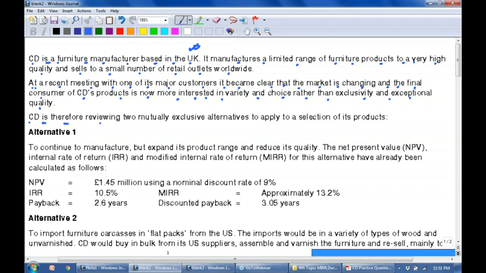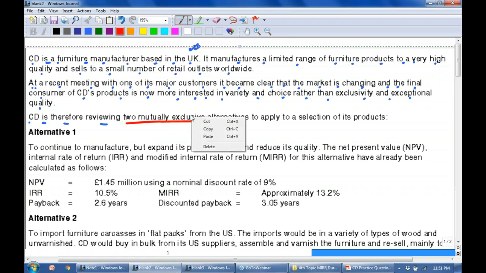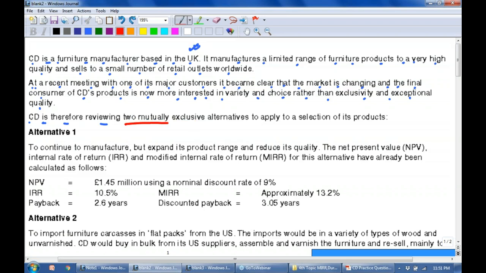CD is therefore reviewing two mutually exclusive alternatives. Candidates, two mutually exclusive alternatives. What does that mean? Two mutually exclusive arrangement means evaluating two options and getting one. So mutually exclusive means evaluating different options, but the final decision is based on any one.